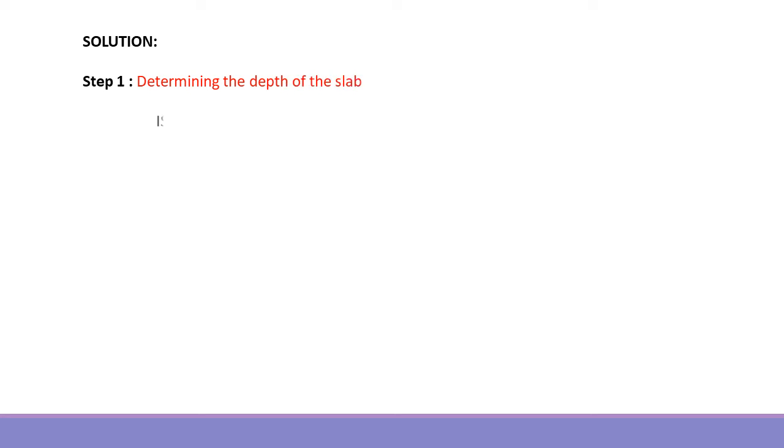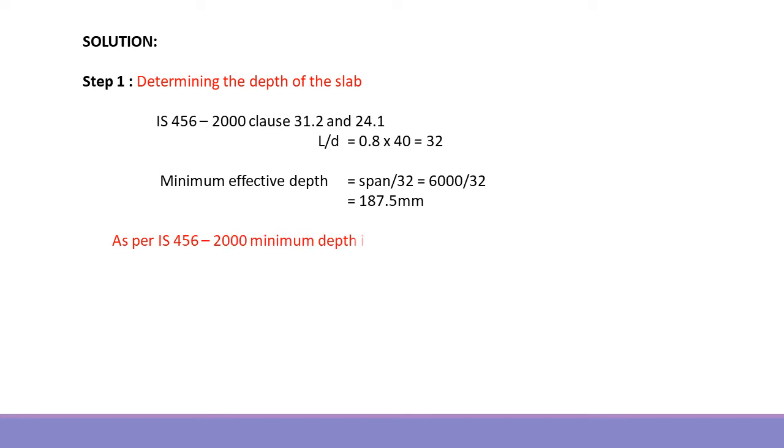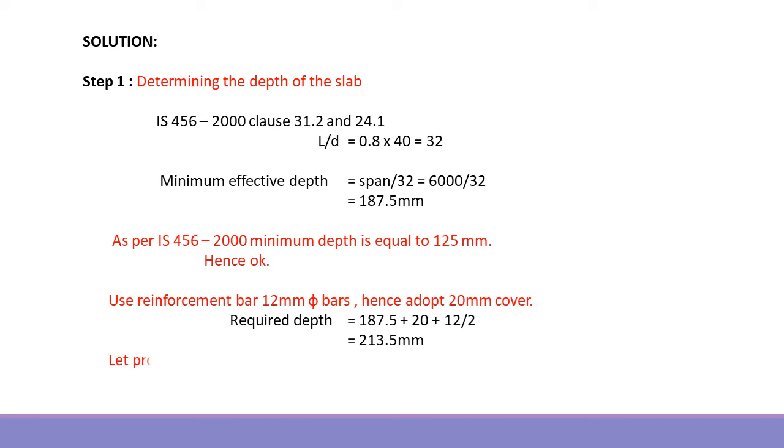So solution. Step number 1, determining the depth of slab. The formula is taken from our code book IS 456 2000, clause number 31.2 and 24.2. L by D, span by depth ratio, is equal to 0.8 into 40. The 40 is based on the support condition of our slab. For simply supported it will take one value, but a flat slab is a continuous slab condition, so it will be taken as 40. The 0.8 is the constant in our code book, and 40 will change based on the condition. So 0.8 into 40 is equal to 32.